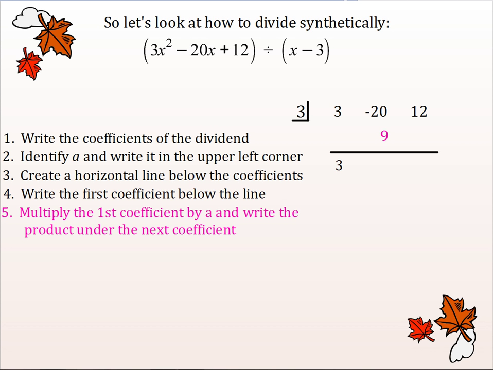Now I'm going to multiply the first coefficient by a. In this case, I have a 3 times a, which was another 3. 3 times 3 gives me 9, and I'm going to write that number below my next coefficient.